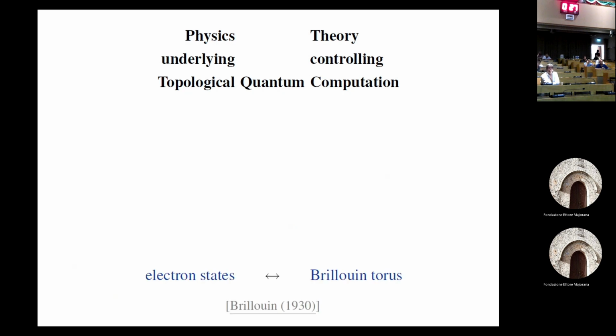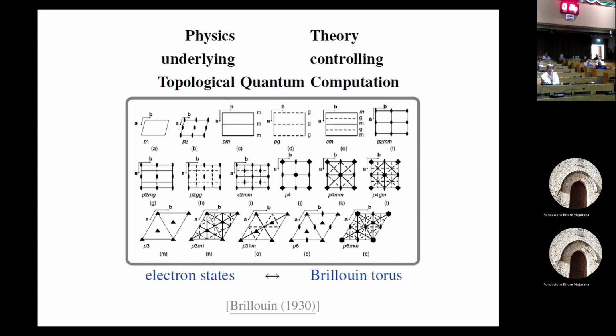So here's the picture. I'll show you the dictionary, starting with the well-established stuff on the physics underlying topological order, and hence topological quantum computation and the theory controlling it. So all the way back, I already indicated this at the beginning, in crystallography, we understand that electron states, the momenta states, are given by points in this dual torus of wave vectors in our crystal.